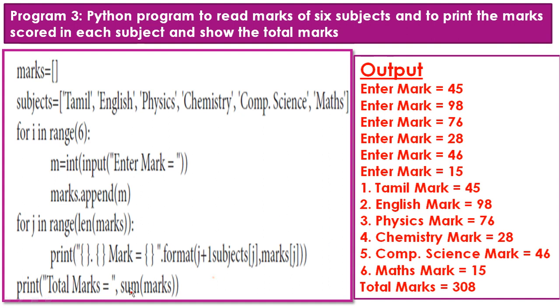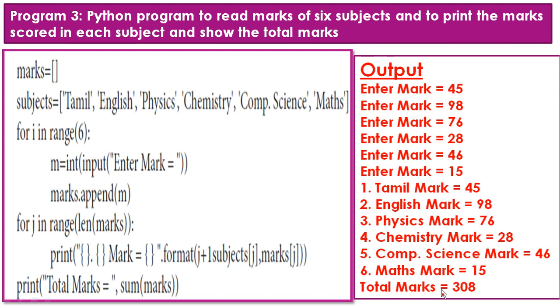In the printing section, print 1 dot. 1 means 0 plus 1, that is 1. Here the curly brackets contain the value subjects of 0, so subjects of 0 is Tamil mark equal to marks of 0, that is 45. Similarly, we get all the values by using the for loop: English mark, Physics mark, up to Maths mark, which is 15.